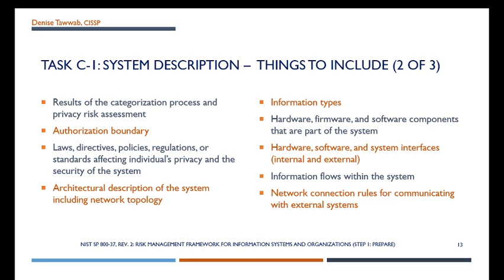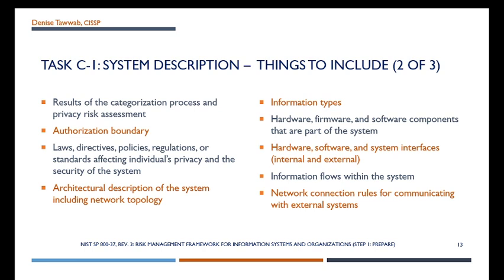You also want to include results of the categorization process, and the privacy risk assessment. You want to include the authorization boundary in the system description. You also want to include any laws or regulations that you must comply with related to the security of the system or the privacy of individuals if this is a system that handles PII.